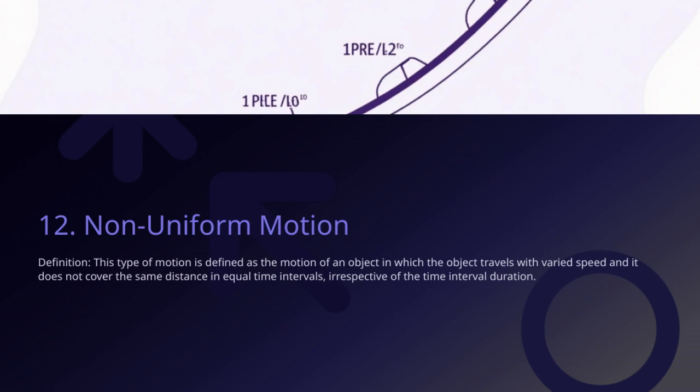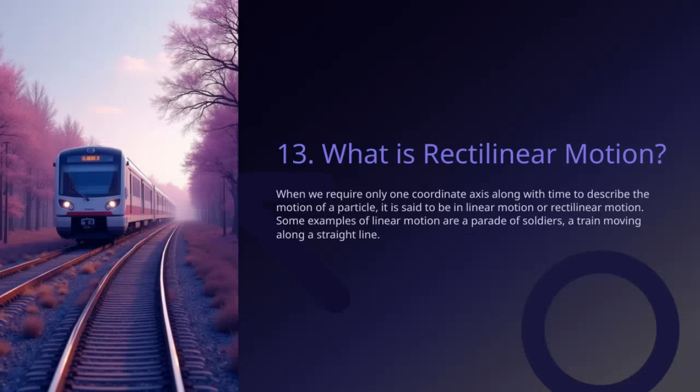Understanding this helps us see how objects can move unpredictably or irregularly, which is quite common in real-world scenarios. So, when analyzing motion, recognizing non-uniform motion is crucial because it requires different methods to measure and describe the movement compared to uniform motion.